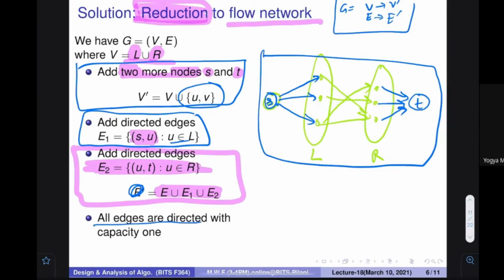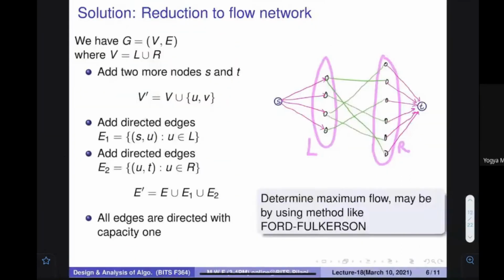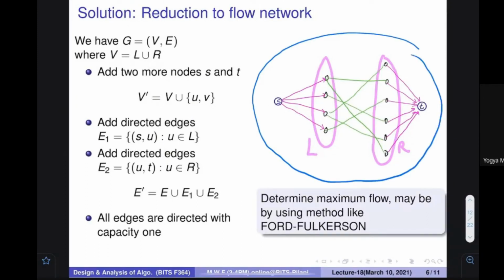All edges are directed with capacity 1. This is an important line: all these edges are going to have a capacity, because a flow network needs capacities. I am going to assign a capacity of 1 to each of them. Any problem in this? So this is what my overall system looks like.